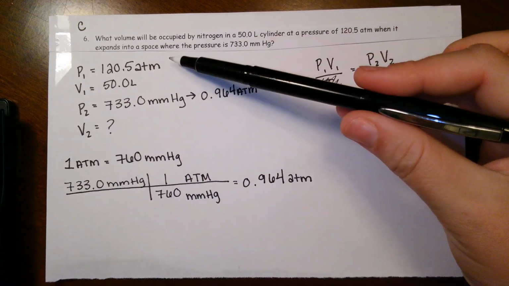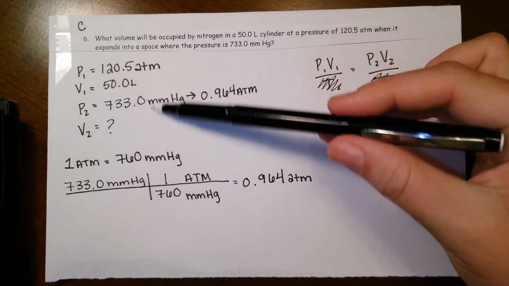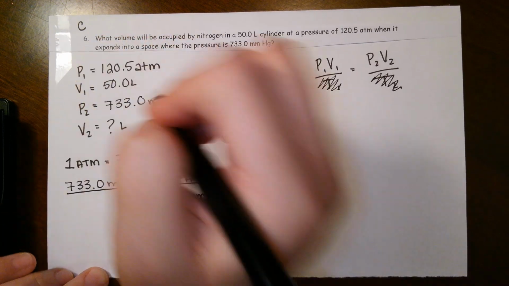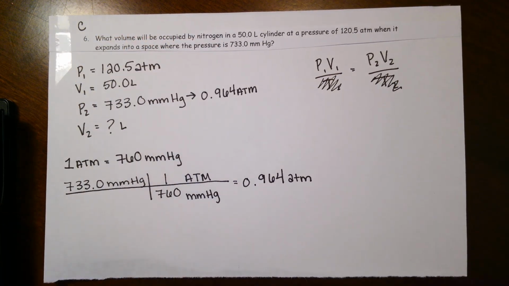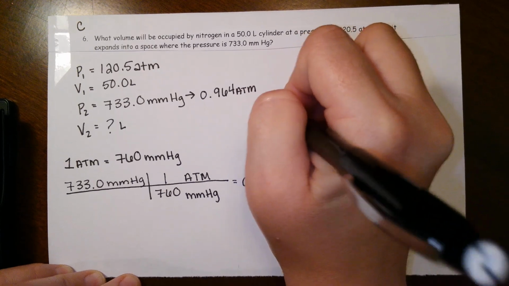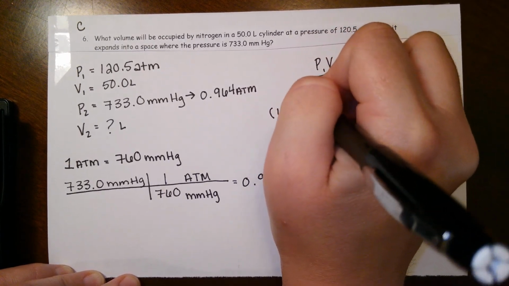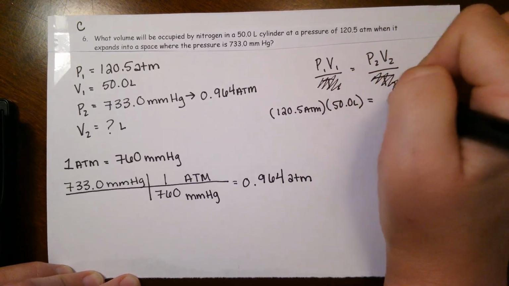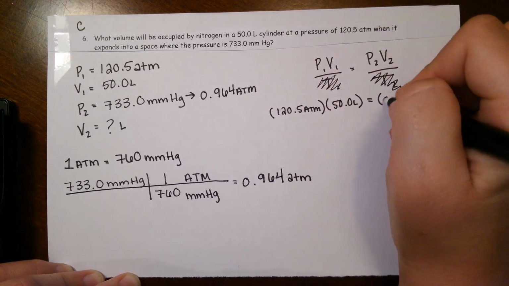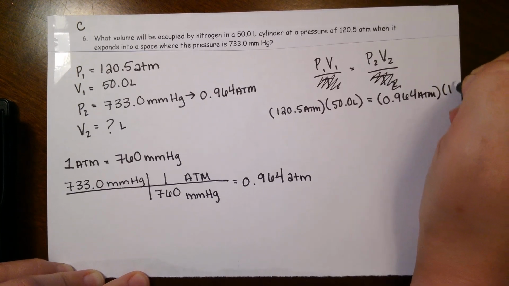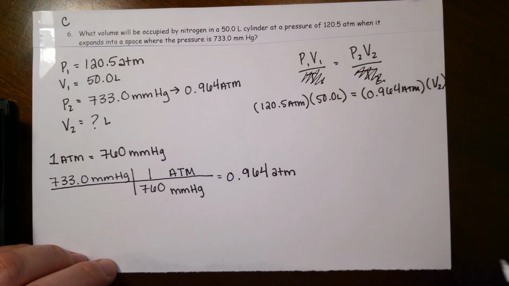So now our pressure units match, and our volume units should match as well. Since we don't have V2, it's going to come out as liters because it went in as liters. But now that we have it all set up, all of our units are matching, we can go ahead and plug it in. So we'll plug in P1, 120.5 atm. The volume is 50 liters. P2, make sure you use that correct one, 0.964 atm. With V2, our volume is unknown.